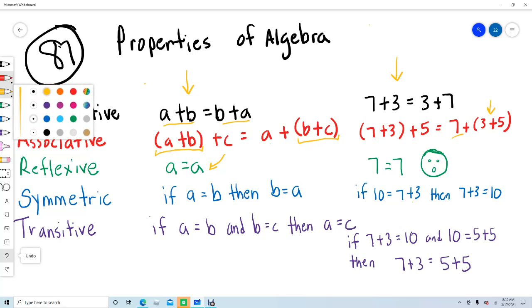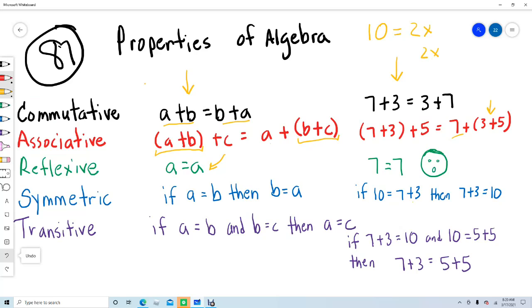I'll say, if we do a cross multiplication and we come up with, say, 10 equals 2x, I will typically say I like to have x on the left, and I'll flip-flop those. That's all the symmetric property is showing us.